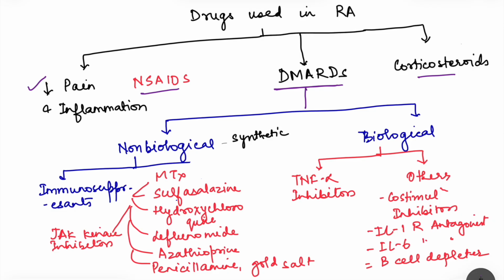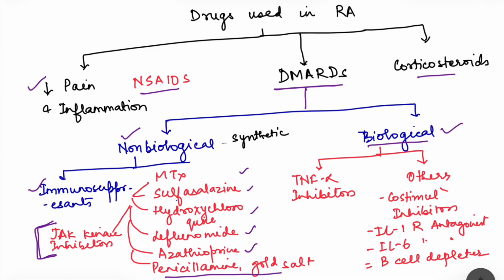So in DMARDs, we have the non-biologicals, that is the synthetic drugs, and then we have the biologicals. Biologicals are the ones which act on the cytokines and their actions. So amongst the non-biologicals, we have the immunosuppressants, that is methotrexate, sulfasalazine, hydroxychloroquine, leflunomide, azathioprine, and there are certain other drugs which are not used now, that is penicillamine and gold salt. We have JAK kinase inhibitors as well, and we will see the mechanism of how they act, right? Then we have the biologicals.